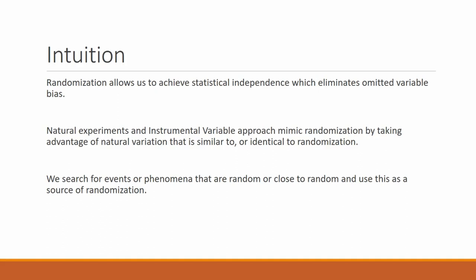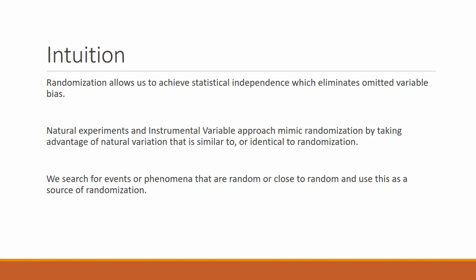So intuition. Randomization allows us to achieve statistical independence, which eliminates the omitted variable bias. You remember that statistical independence basically implies that the treatment variable is not correlated with other variables. Or another way of putting it is that the treatment group is the same as the control group on average. But in the absence of randomization, we might fall victim to this omitted variable bias because our treatment variable, the variable that we're really interested in, will probably be endogenous. It will probably be correlated with other variables, including variables excluded from the model, which means we'll have omitted variable bias.